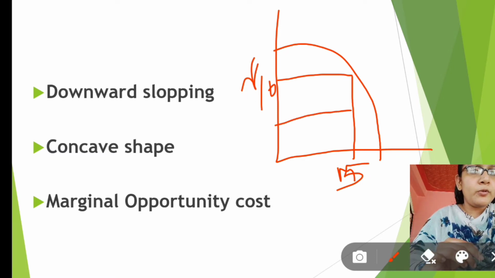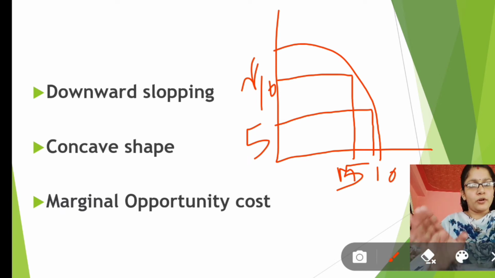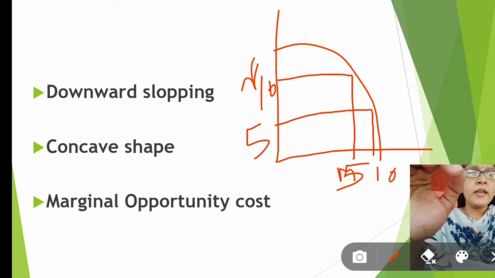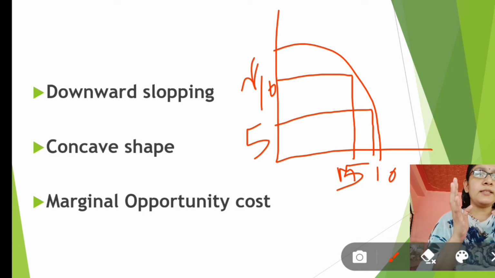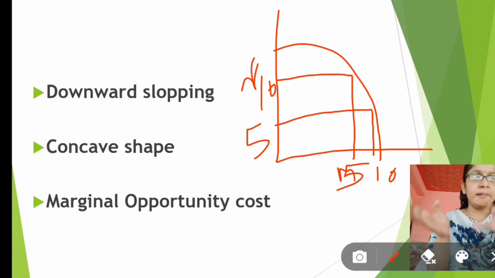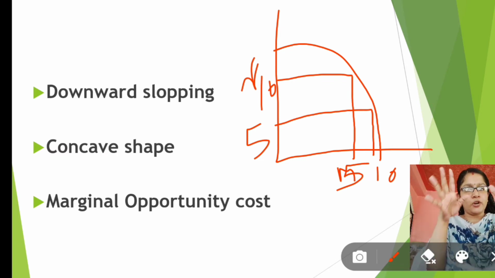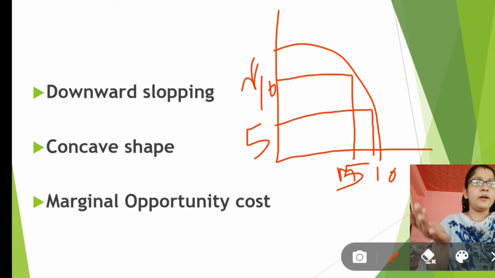Then if we move downward, here the economy can only produce 5 amount of rice and 10 amount of mobile phones. So these are some possible combinations which an economy can produce of these two products by using the available resources and technology. So here two products, rice and mobile phone, which an economy can produce by using the available resources and technologies.